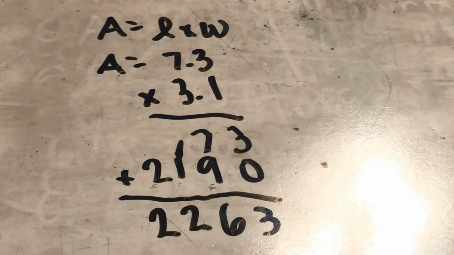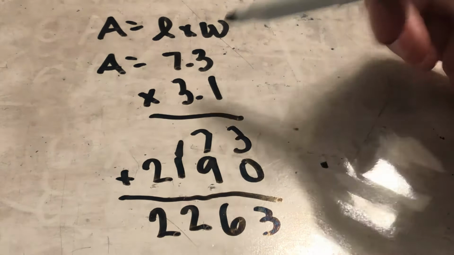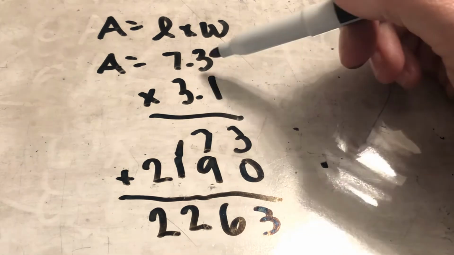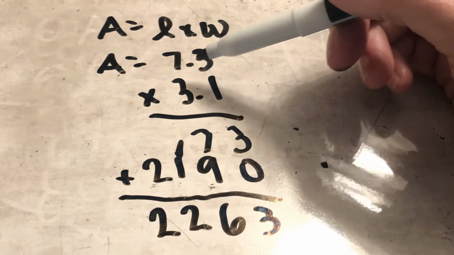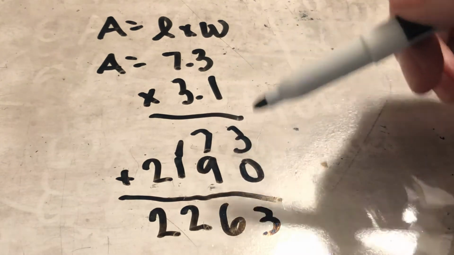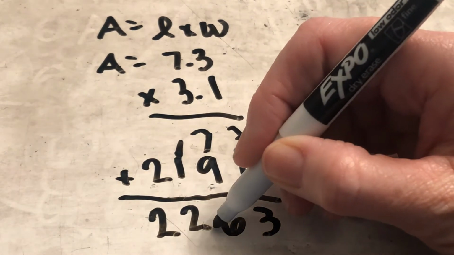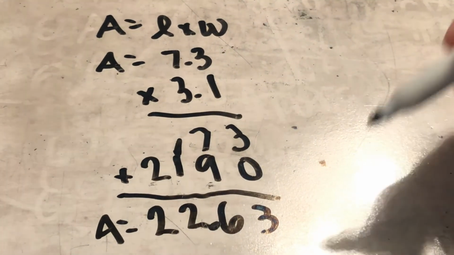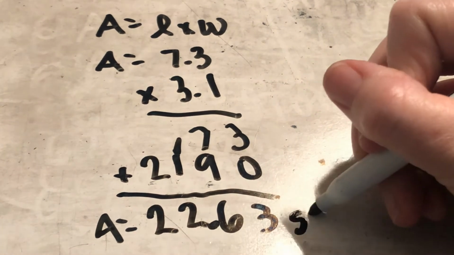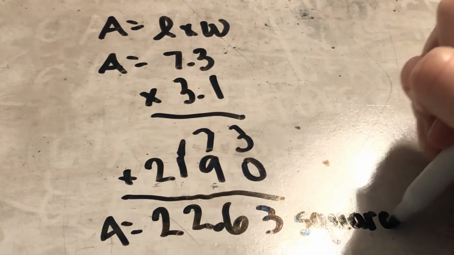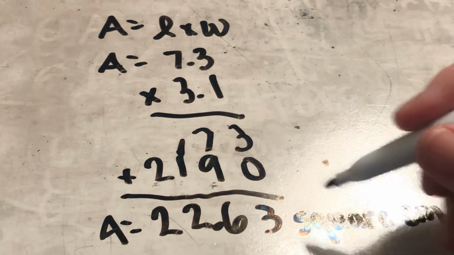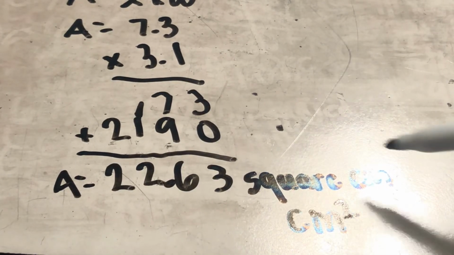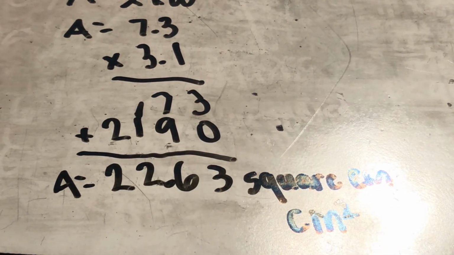Now, I need to figure out where my decimal goes. How many numbers do I have behind a decimal? I see 1 here. I see 1 here. So that's a total of 2 numbers behind the decimal. Well, if I have 2 numbers behind the decimal here, I have to have 2 numbers behind the decimal here. So I know my area is going to be 22.63 square centimeters. I'm going to write it like that. Normally you would write it like this on your homework assignment, but since we're actually handwriting it, we're going to do it like this today. Square centimeters or centimeters squared. We cannot forget we're squaring area.